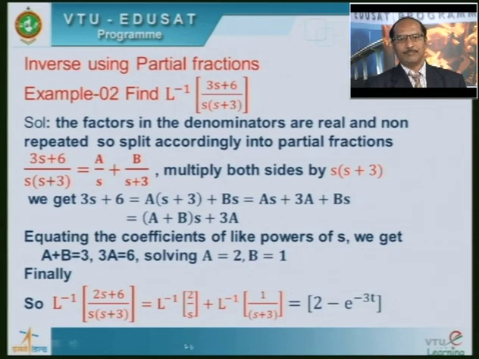Now, using the table of inverse transforms. So, 2 is a constant here. L inverse of 1 by S, we know that its transform is 1. So, 2 into 1 it is, and it is a plus term. Then, L inverse of 1 upon S plus 3, what is the inverse of this?